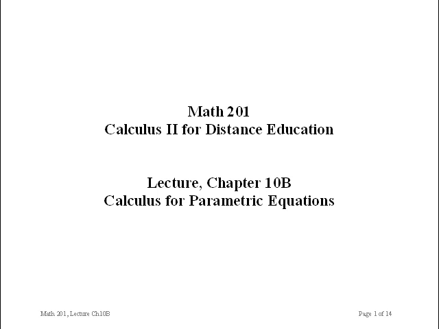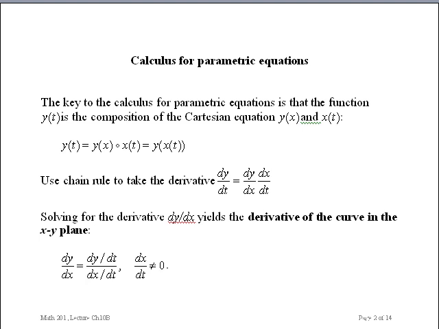Lecture 10B on the calculus for parametric equations. The key to developing the forms for the derivatives for parametric equations is to think of y of t as a composition of y of x and x of t. So if we combine y of x with x of t, we end up with y as a function of x of t, which is y as a function of time.